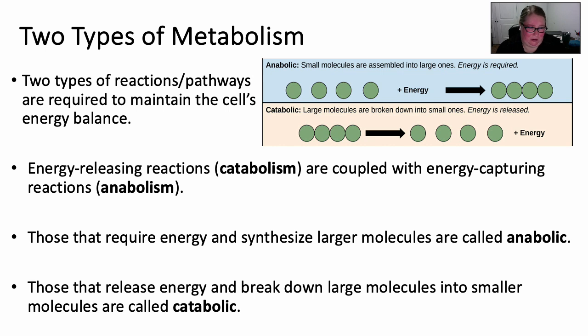An anabolic reaction is going to require energy, and it's going to take small molecules and build them up into bigger molecules. The reason anabolic reactions require energy is because we're forming bonds. Whenever we're making bonds between things, we have to put energy in to make that bond. So anabolic is going to require energy and build things. Catabolic reactions are going to break bonds, so they're going to release energy. They break down large molecules into smaller molecules, which is what provides the energy. You need to know the difference between these two, and you need to be able to tell them apart.